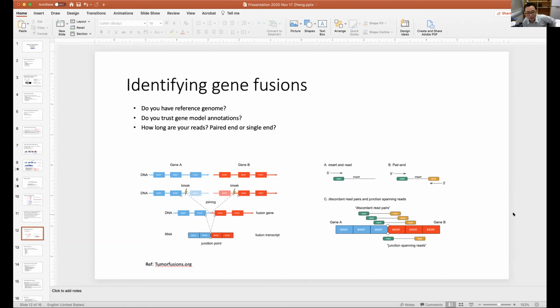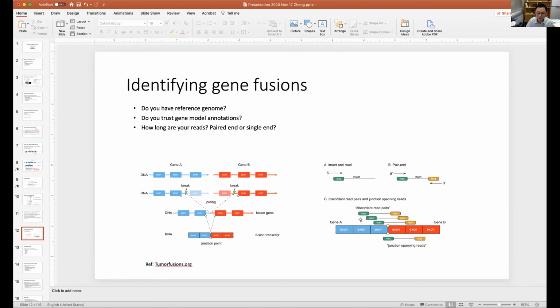Now, if you only rely on this evidence, that wouldn't be enough, because misalignment is pretty common. It doesn't have a huge impact on expression level estimates, but if you rely on discordant read pairs, for every tumor sample, I'm pretty sure you're going to get thousands of such fusion candidates.